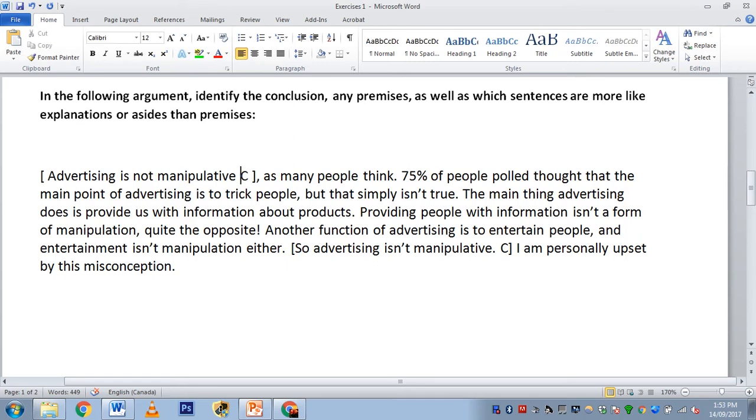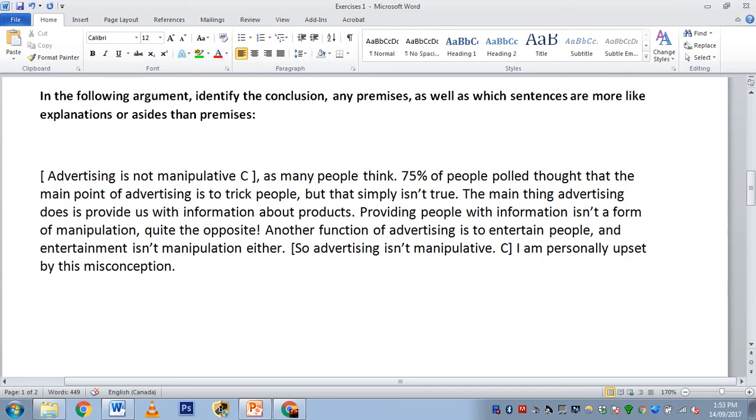It's nice if you're writing something, it's nice if it comes to one point so that everybody knows how it's organized. But so in this case, I think advertising is not manipulative. I don't think as many people think adds enough to include it into the thing.